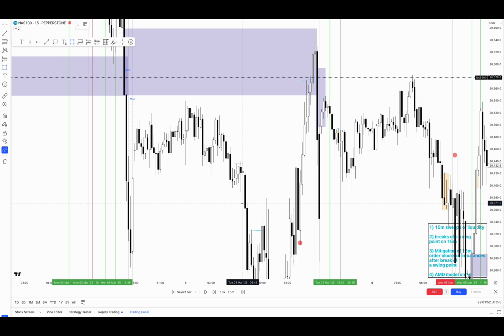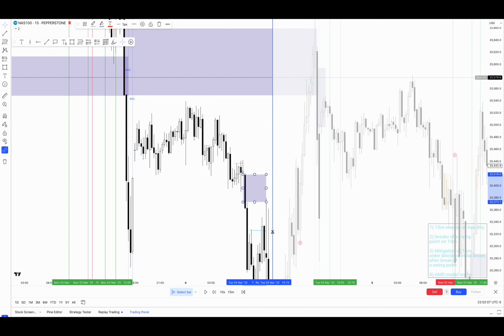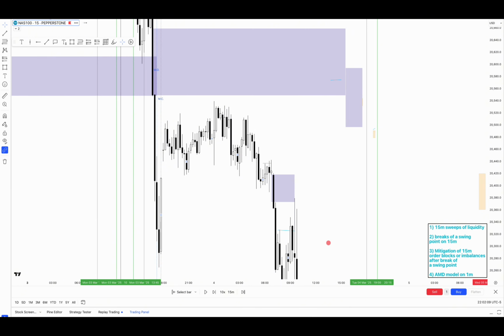So let's see, probably would have refined it like this. Yeah, sweep liquidity, breaking this swing low here. Imbalance here to mitigate it around 930. That's risky, so I don't know if I would actually have taken this trade, or if there even is going to be a trade, it just could be the 930 open candle rejecting off of it.